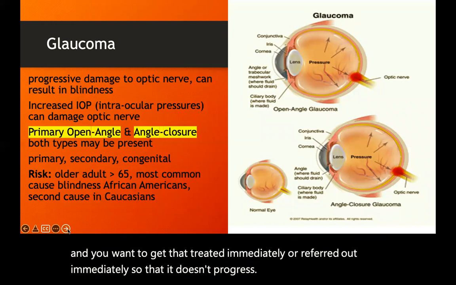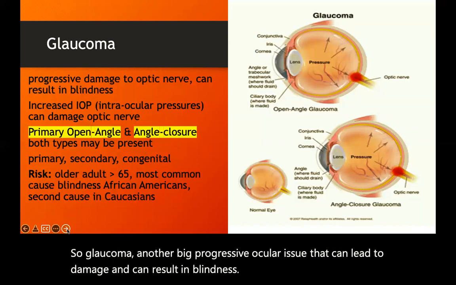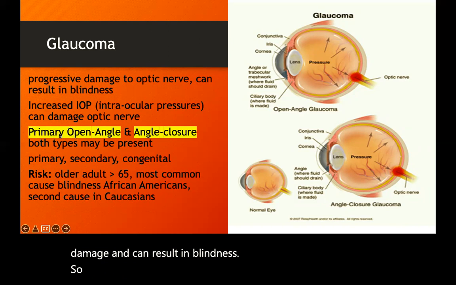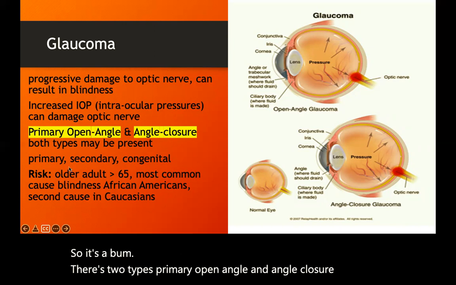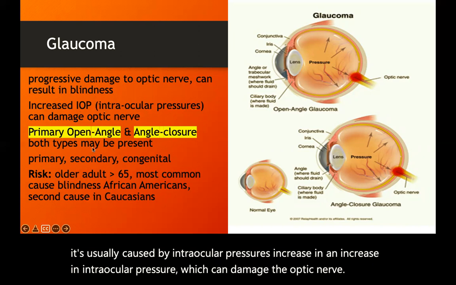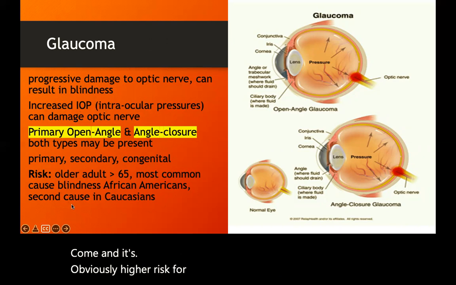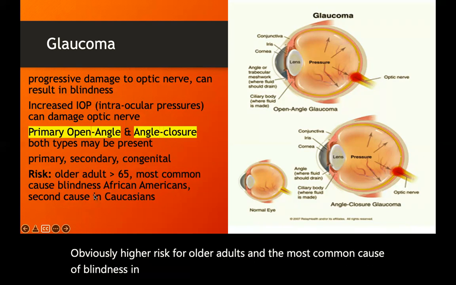Okay, so glaucoma, another big progressive ocular issue that can lead to damage and can result in blindness. There's two types: primary open angle and angle closure. Okay, and it's usually caused by an increase in intraocular pressure, which can damage the optic nerve, and it's obviously higher risk for older adults, and the most common cause of blindness in African Americans, and the second cause of blindness in Caucasians.